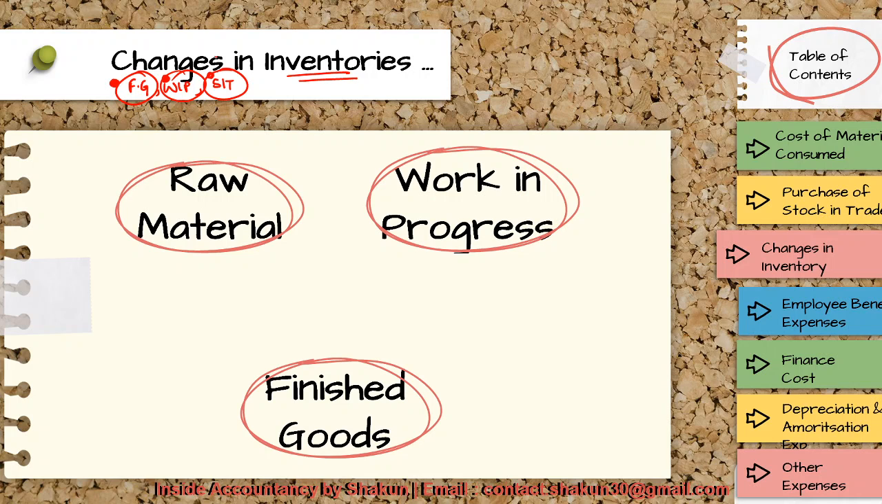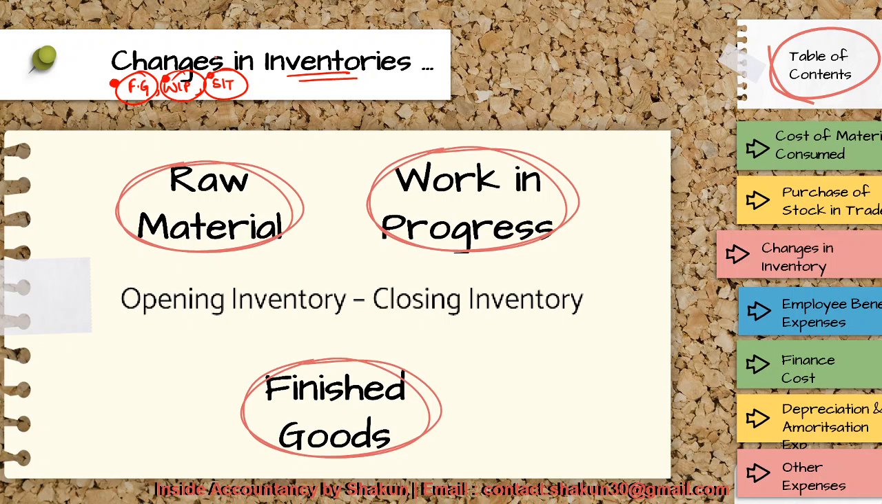And how can we calculate the changes in inventory? We can calculate it by subtracting the closing inventory from the opening inventory. So that is the formula that we'll use in all the three cases. If we want to find out the changes in inventory of raw material, it will be opening inventory of raw material minus closing inventory of raw material. Changes in inventory of work in progress will be equal to opening inventory of work in progress minus closing inventory of work in progress. Changes in inventory of finished goods would be equal to opening inventory of finished goods minus closing inventory of finished goods.